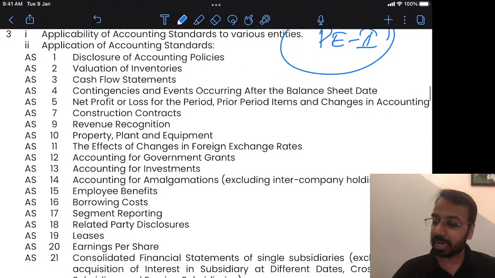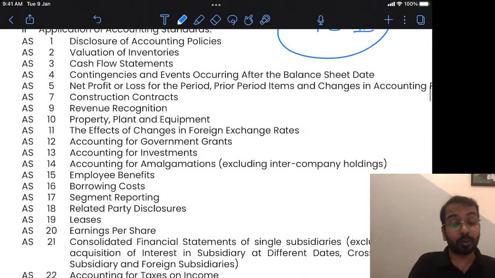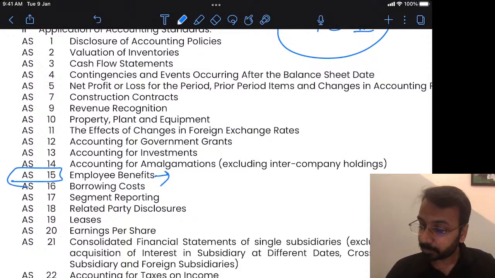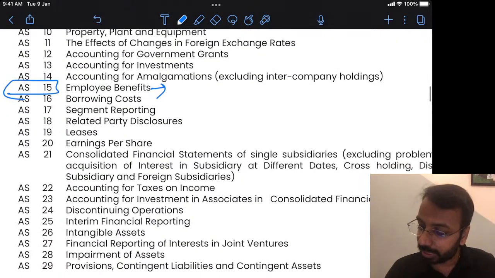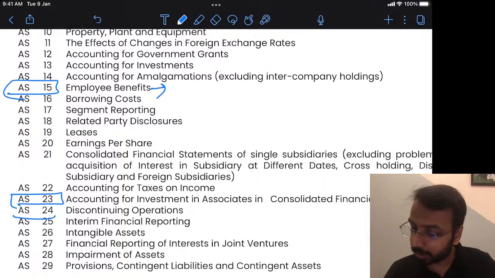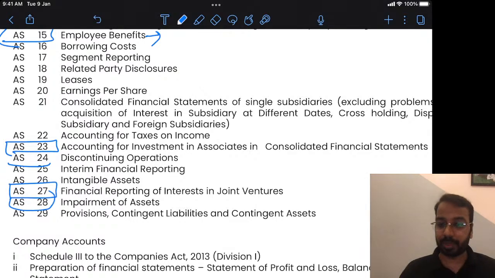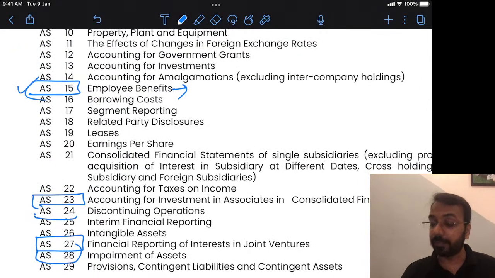So you have new standards which were not there in group 1 and group 2. See, group 2 standards have been moved to group 1, but there are standards which were not there in group 2. Even those have been included. Sir, what are those? AS 15, this was not there. Then AS 21 was there. Then AS 23 was not there. AS 24 was not there. AS 27 was not there. Impairment was, I think 24 was there. 27 and 28 were not there. These are new standards, very difficult standards I should say, which have been added.